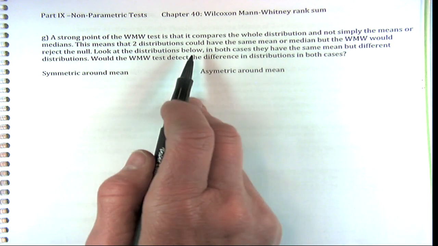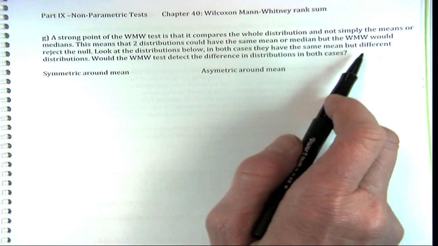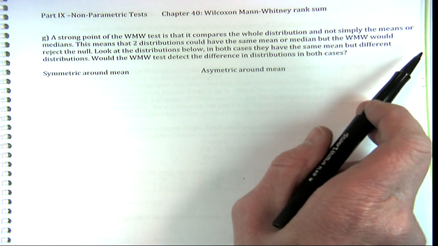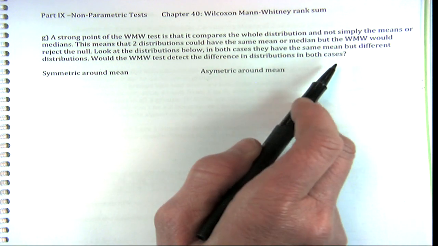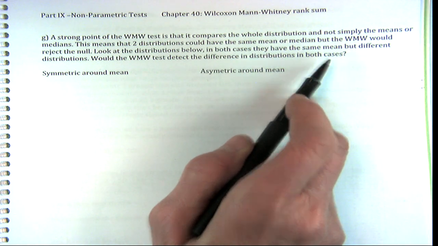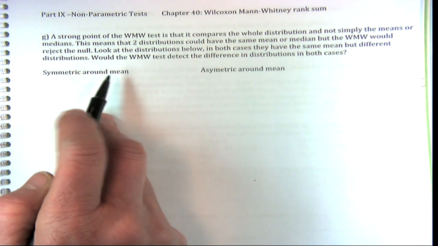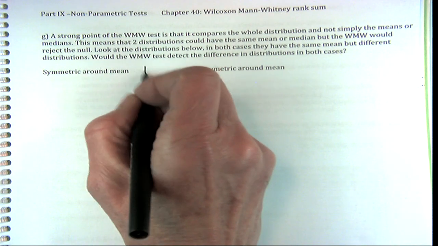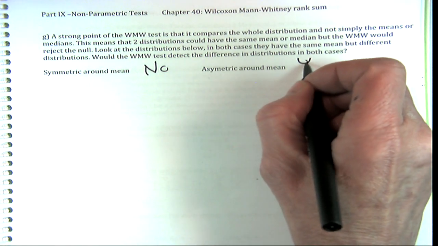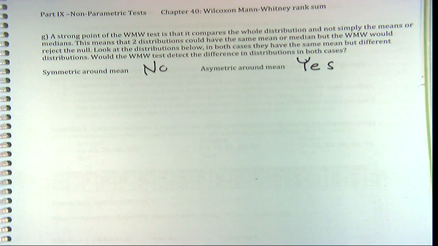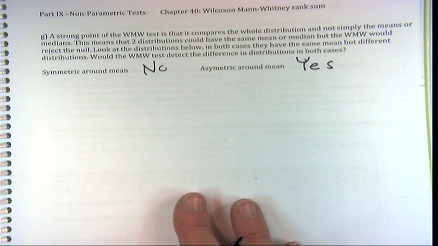All right, so look at the distributions below. In both cases, they have the same mean, but different distributions. Would this test reject the difference in distributions in both cases? Well, if it's symmetric around the mean and looks pretty much the same, it's not going to reject it. So no for that one. And when it's asymmetric, yes, it will. Or it could. Not always, but usually. All right, so let's give an example, and then you can see what I mean.